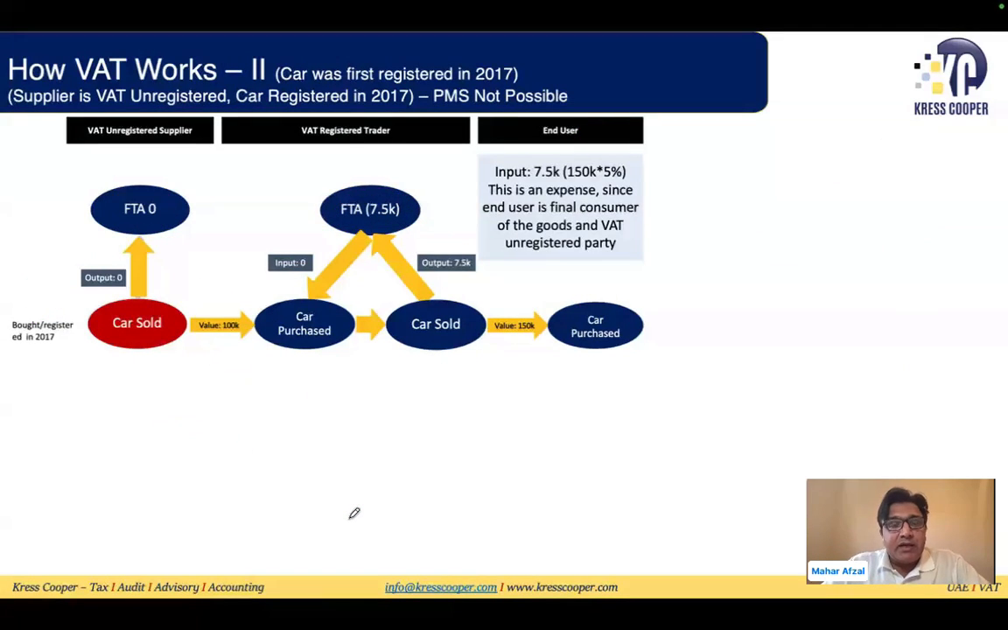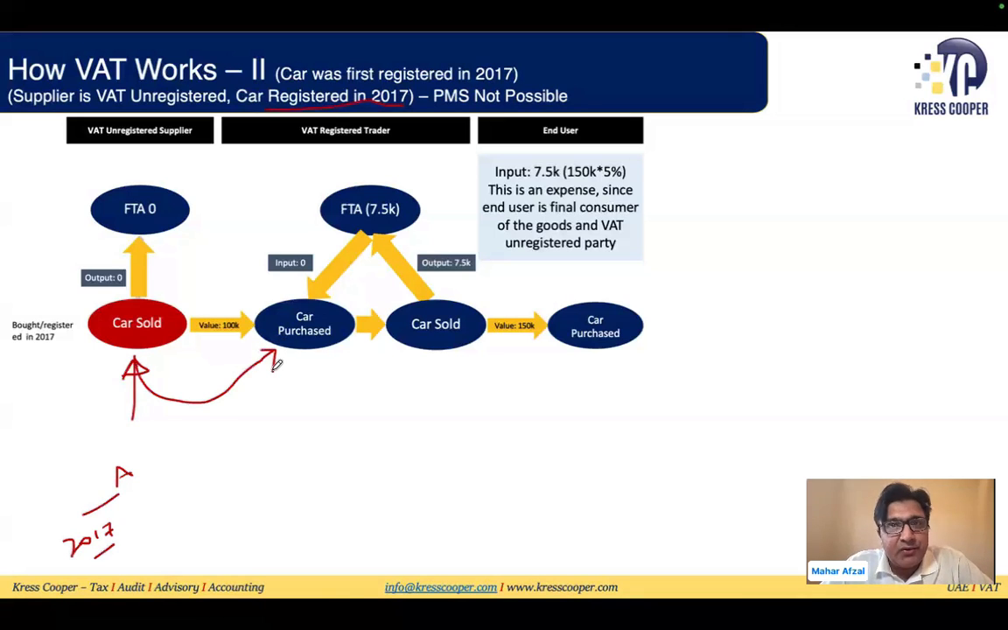Next, this is a second example. The supplier is VAT unregistered. So the first condition is met. The supplier is a VAT unregistered party, and then the car was registered in 2017. So when this car was first supplied in the UAE, these goods were not subject to tax at that time in 2017. Assuming this is the unregistered supplier, Mr. A is here. Mr. A bought his car in 2017, before the effective date of the VAT law. Now Mr. A wanted to sell the car, going back and selling this car to the company.